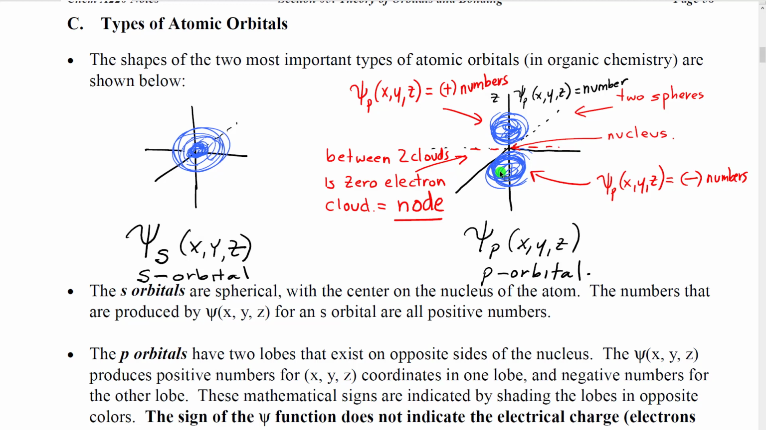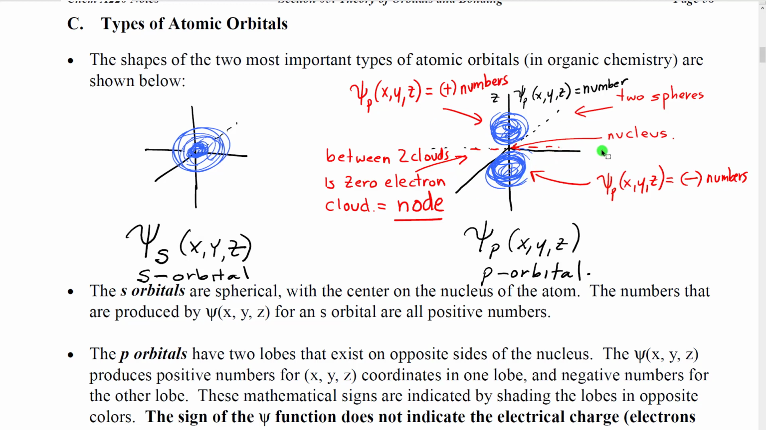Now, there's a couple of things about this that are important. First of all, we would call this pz because it's aligned along the z-axis. There's also a px and a py orbital. So there's actually 3 orbitals, and the electrons in those orbitals all have the same energy. But we're going to see that electrons like to spread out because of repulsion. So electrons are going to fill them one at a time until they all get filled up.